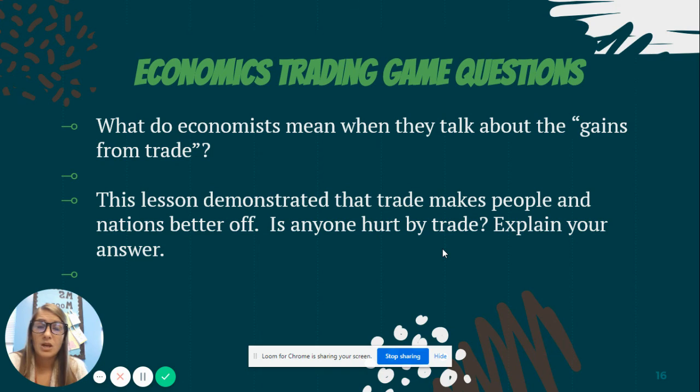For example, if I live on a remote island in the middle of the ocean and I don't have access to livestock, maybe I don't have a farm or something like that, and no one is willing to trade with me, would that possibly hurt me or would it not? It just depends on where you are and who you trade with and the resources that you have available to you.